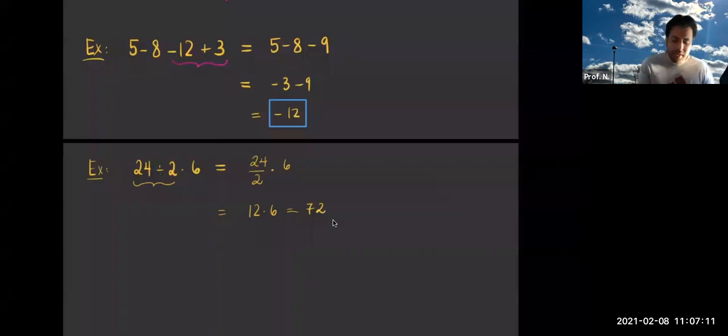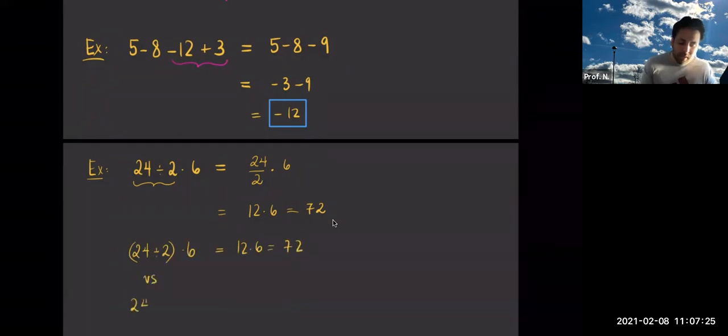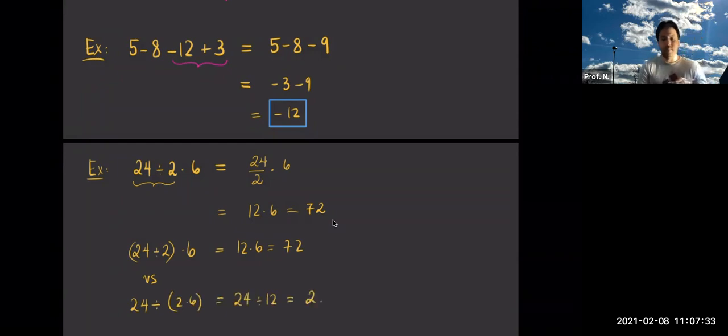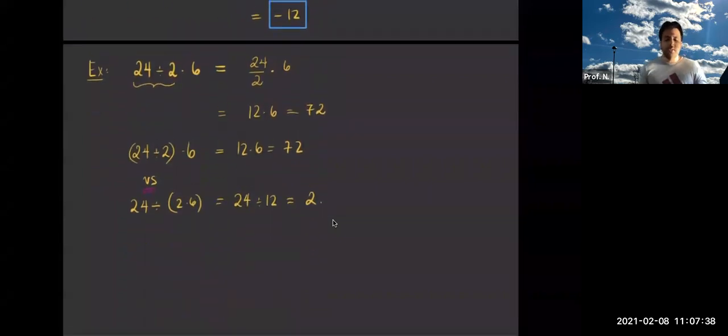So it would be better as an example if I either say 24 divided by 2 in parentheses times 6. That's going to be 12 times 6, which is 72, versus 24 divided by 2 times 6, which would be 24 divided by 12, which is 2. So I'm going to give you problems that are not ambiguous. I'm going to give you problems that give you an exact way to do it. So there is an ambiguity here.